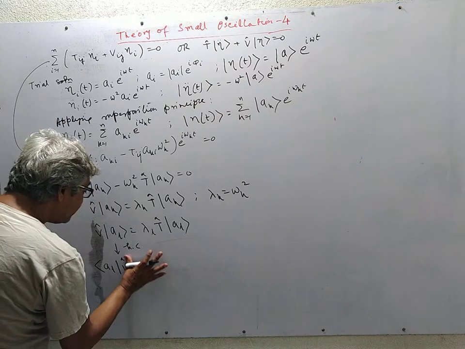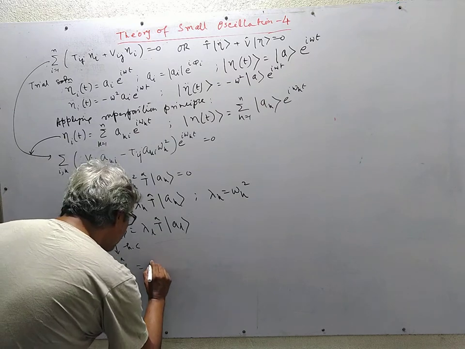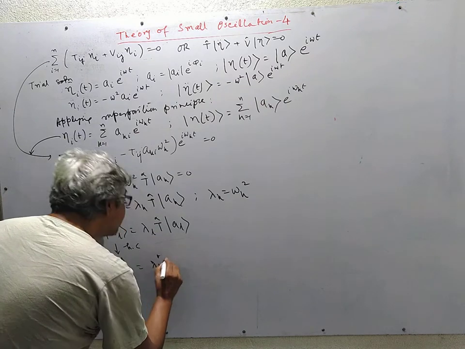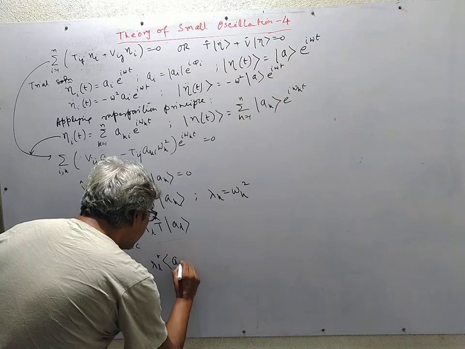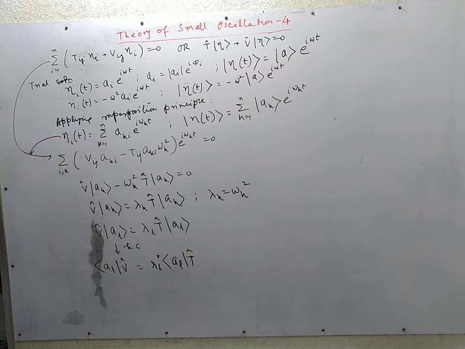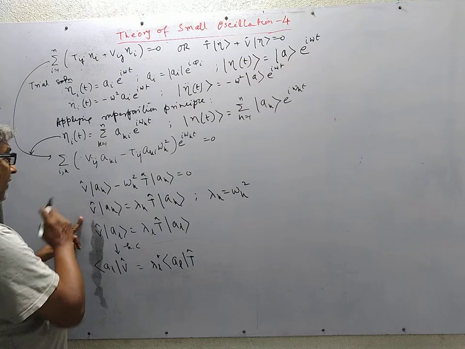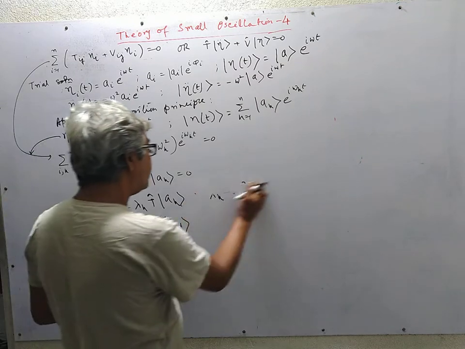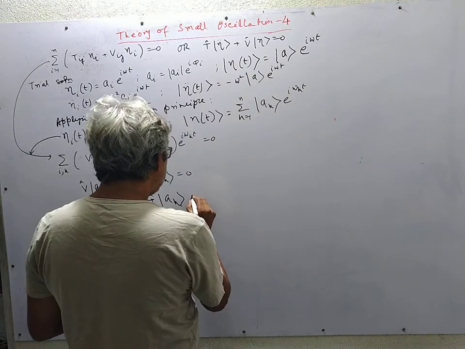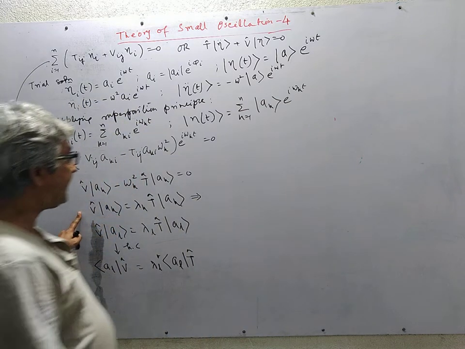Since V is Hermitian, V dagger is V. On this side we have lambda L star <L|T. Again, T dagger is equal to T because T is Hermitian. We multiply this equation from the left by bra AL.